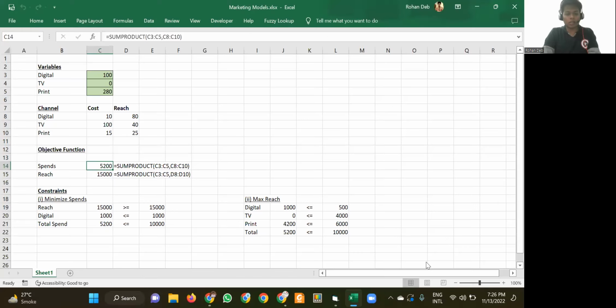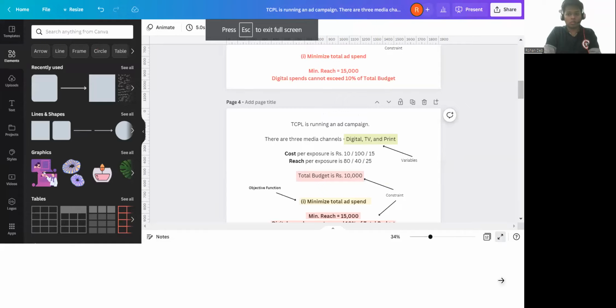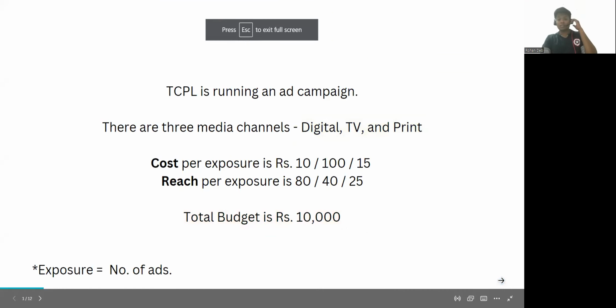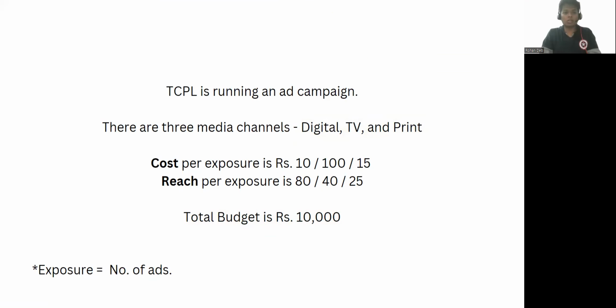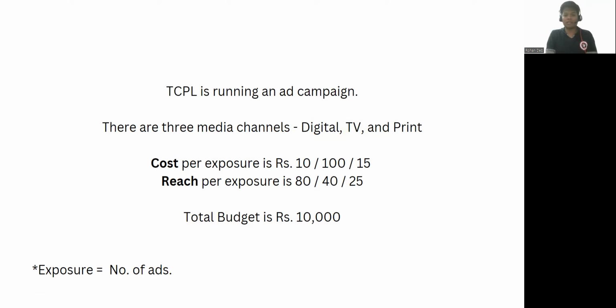So let me share my entire screen. Okay. So this is the question that we have. So the first thing is that TCPL is running an ad campaign. There are three media channels: digital, TV, and print.